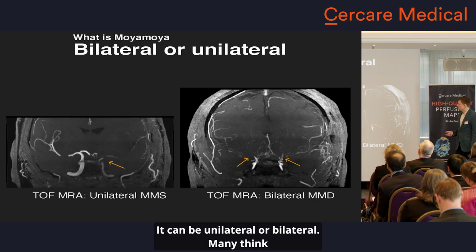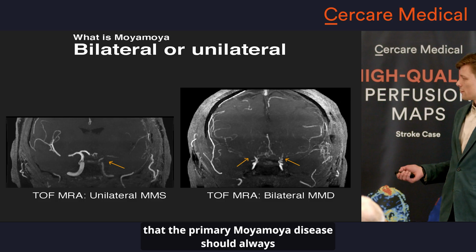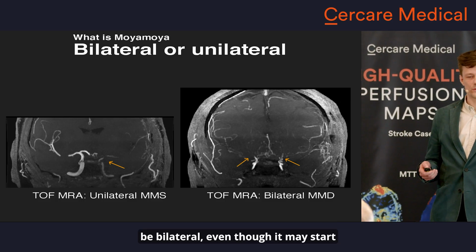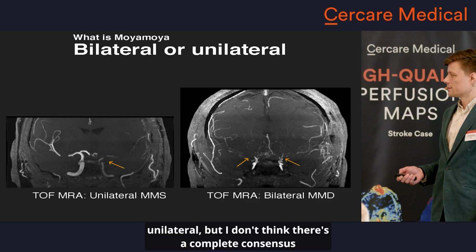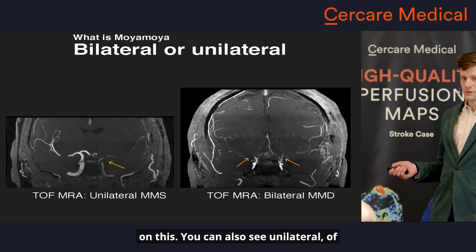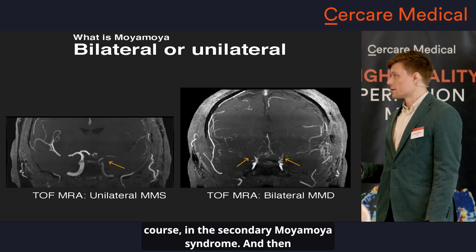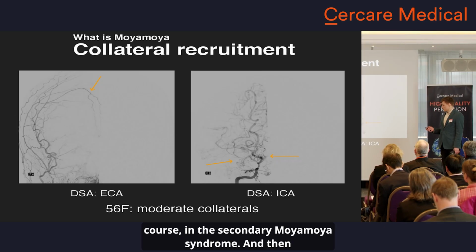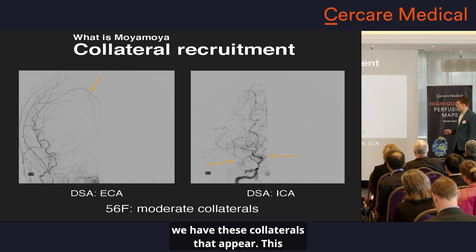It can be unilateral or bilateral. Many think that the primary Moyamoya disease should always be bilateral, even though it may start unilateral, but I don't think there's a complete consensus on this. You can also see unilateral, of course, in the secondary Moyamoya syndrome. And then we have these collaterals that appear.